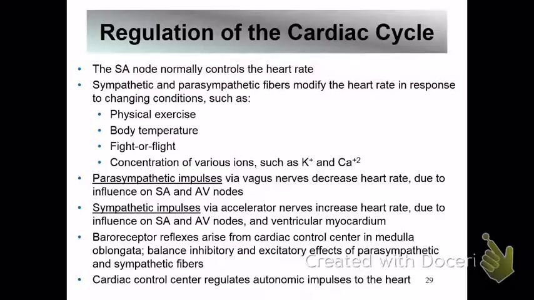Anyway, the SA node, so what controls the heartbeat? We know the SA node is that pacemaker, but there's some other things. When you exercise, heart rate goes up. Body temperature: heart rate goes up, or down if your temperature goes down. Fight or flight, so the hormones. Okay, highlight this. The baroreceptor reflexes arise from the cardiac control center in the medulla oblongata of the brain. Balance, start and stop, inhibitory and excitatory effects of the parasympathetic and sympathetic fibers. And so the brain, as well as hormones, control the heart.